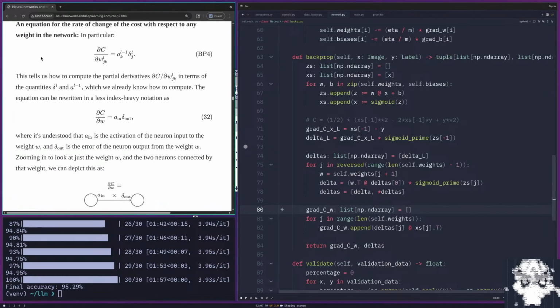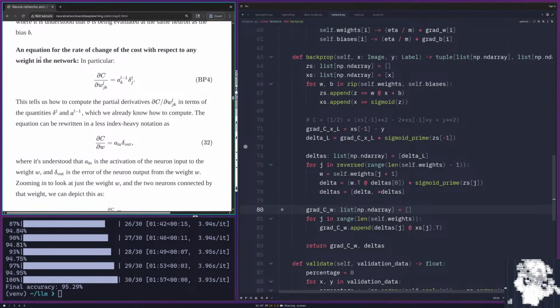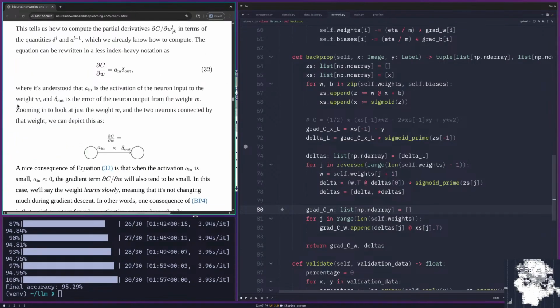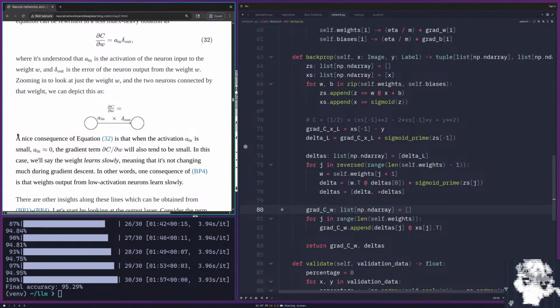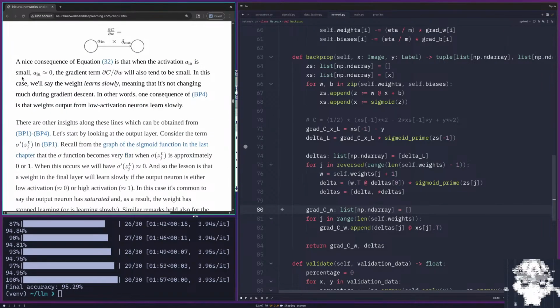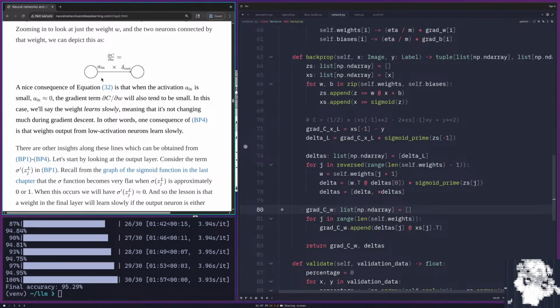All right, why don't we start right here. A nice consequence of equation 32 is that when the activation a_in is small, approximately 0, the gradient term, the derivative of C with respect to w, will also tend to be small. In this case, we'll say the weight learns slowly, meaning that it's not changing much during gradient descent. In other words, one consequence of BP4 is that the weights output from low activation neurons learn slowly.